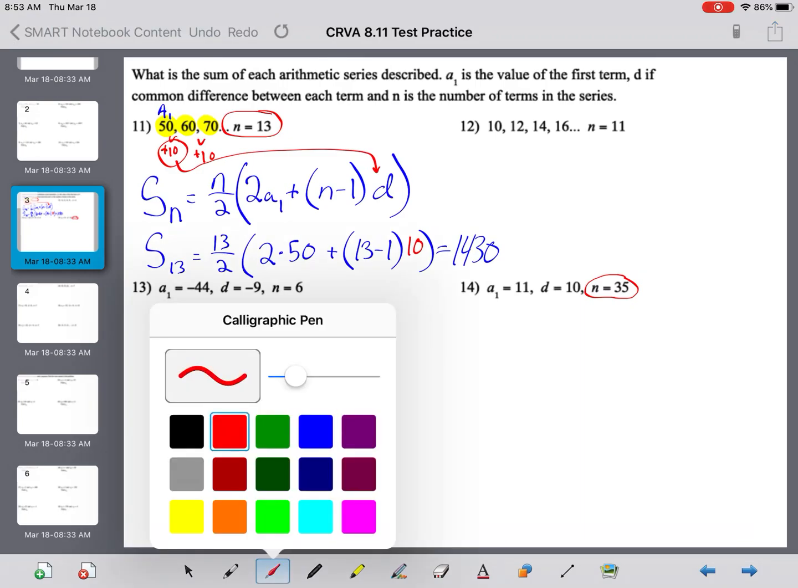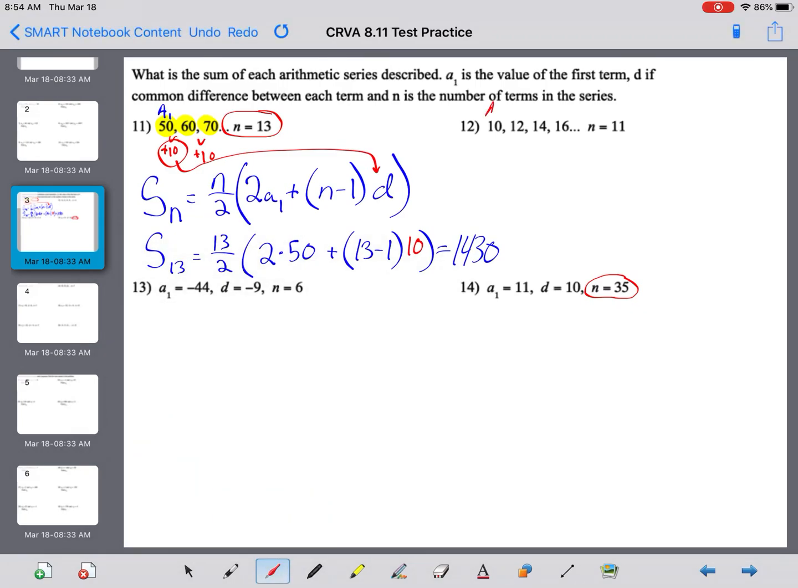So for number 12, I'm just going to label some things, then I'll go to 13. So this is your first term. You have 11 terms in the sequence. That's your n. You don't know the difference, though, so you're going to have to use the pattern to find the difference. So we're increasing or adding by 2 every time.